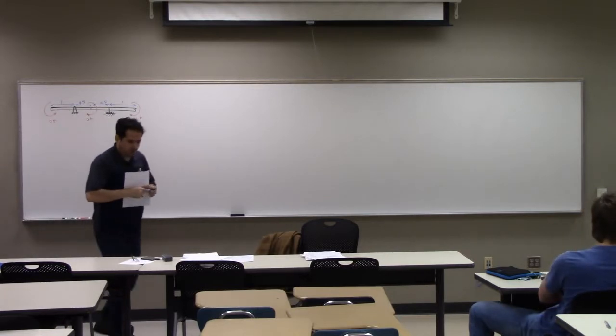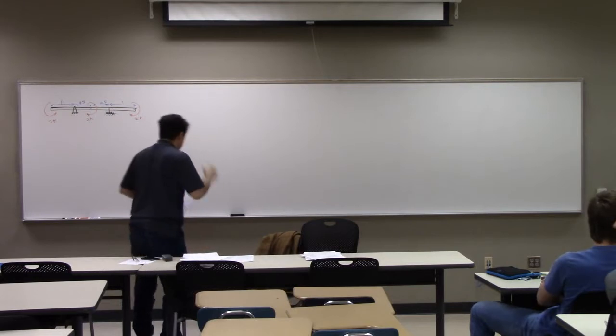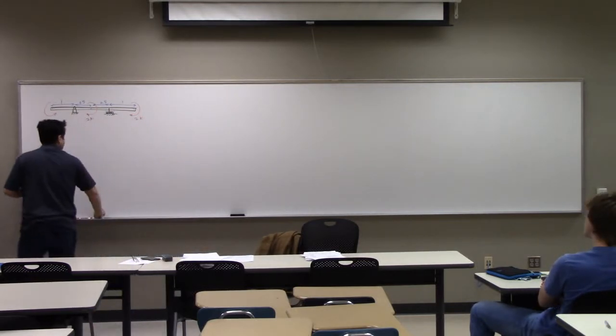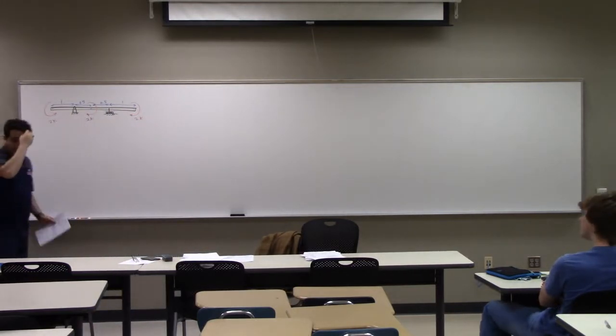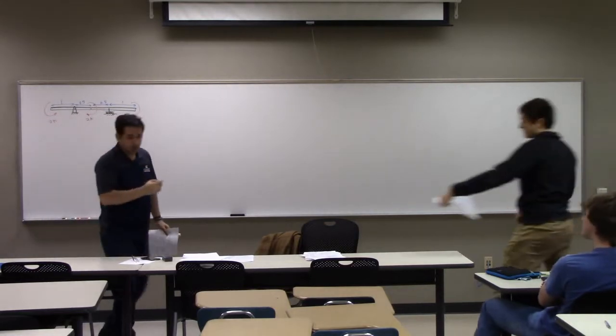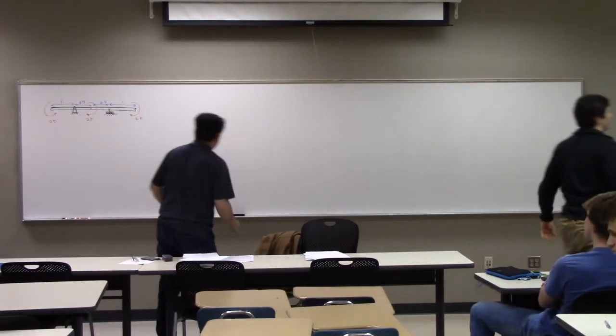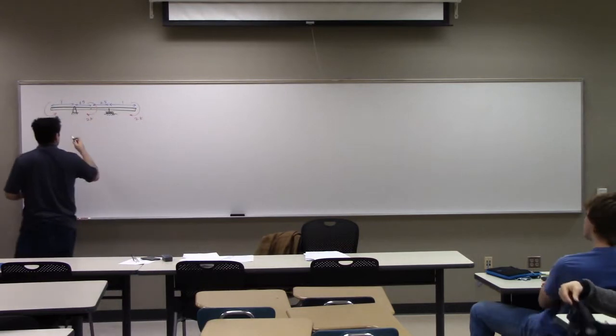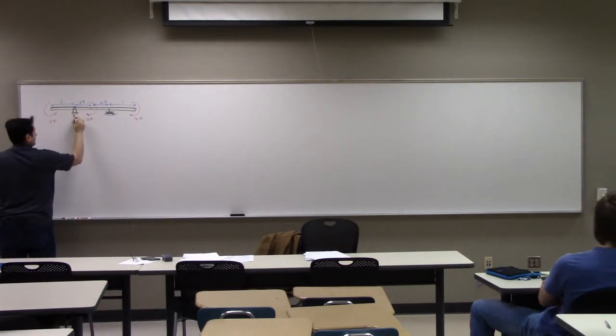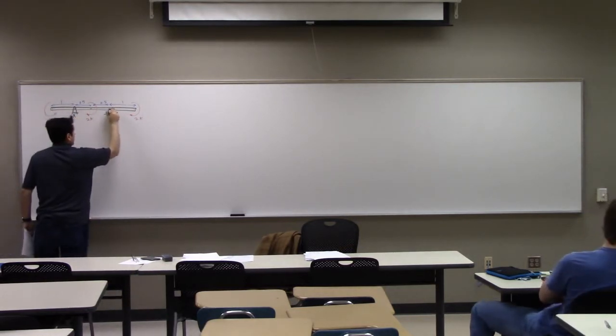Say you want to draw a shear moment diagram. The first thing I do is find the external reactions. Okay? First I find the external reactions. So let's say this point is A, this point is B.